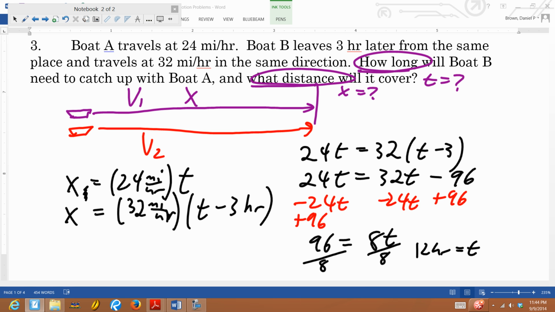So that tells me how long each boat is going. Boat B is not going for 12 hours, because t is 12 hours. That's the first boat, the purple boat. So the second boat must be going for 9 hours, because that's t minus 3.